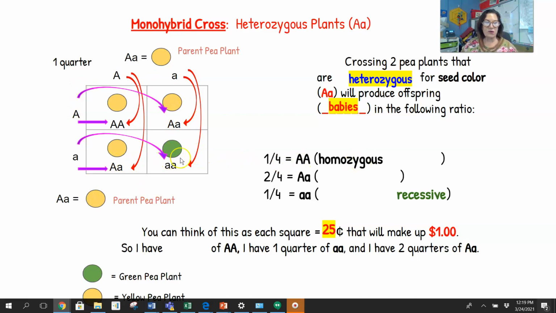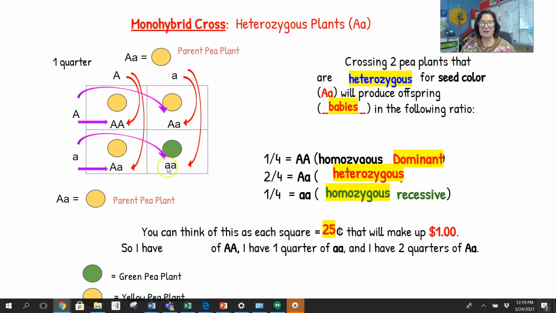So if we look at each one of these, we have 1/4 is homozygous dominant, right? So that's this one here, homozygous dominant. It has AA. Then we have 2/4, right? We have 2 that are heterozygous. So I have this one here and I have this one here. And then I have one here that is homozygous recessive, meaning I have 2 little a's. So I have 1 homozygous dominant, 2 heterozygous, and then 1 homozygous recessive.